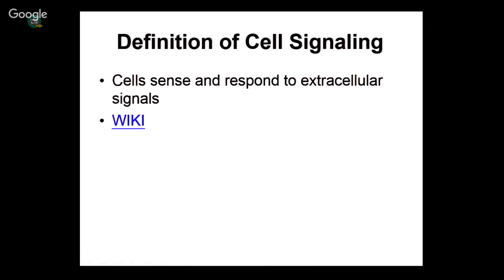Let's first define what cell signaling is. Cell signaling is how cells sense and respond to actual cellular signals. These signals can be subdivided into endogenous and exogenous signals. Normally, how cells respond to the outside environment involves two types of signal. Number one is a chemical signal. Number two is a physical or mechanical signal.